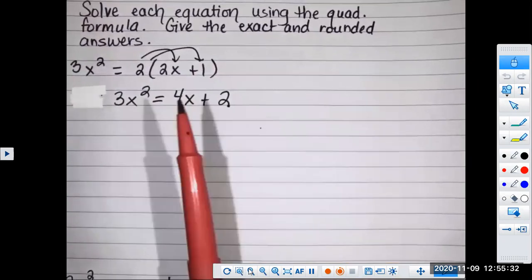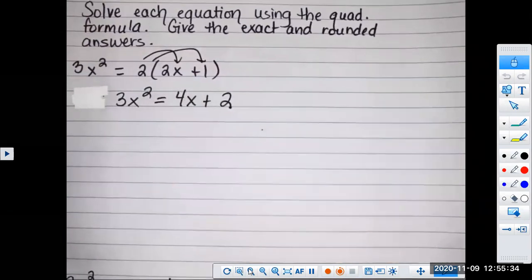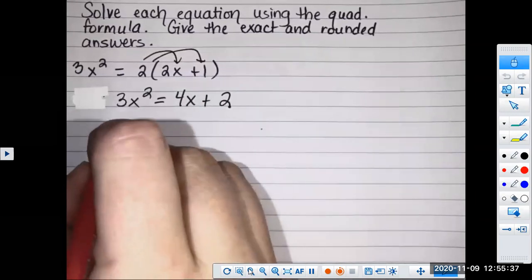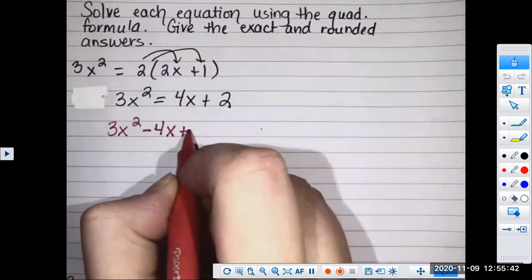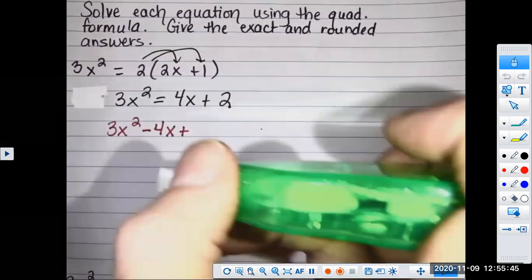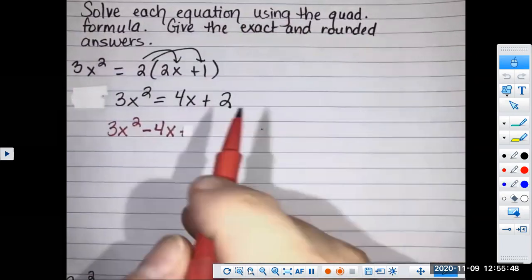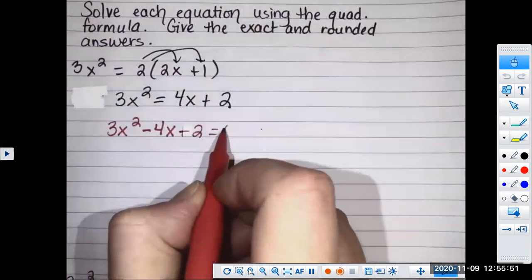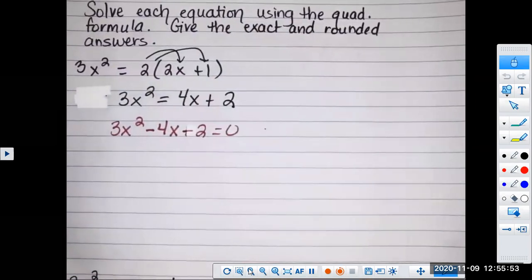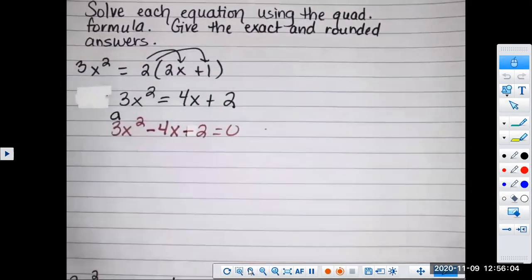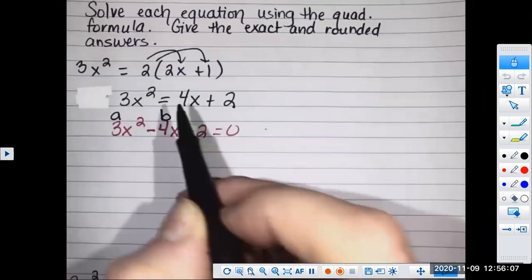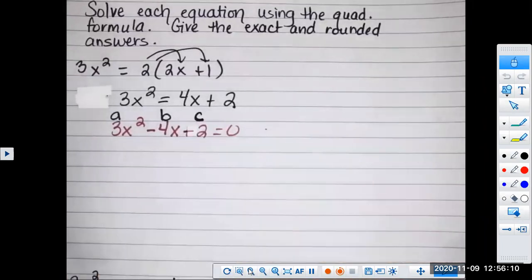What do y'all want to do? Do y'all want to move 4x and 2, or do you want to move 3x squared? Okay, let's move 4x and 2. So you'll have 3x squared minus 4x minus 2 equals 0. Okay, we've simplified it, set equals 0. So now let's plug into our formula. What is A? A is 3 and B is what? Good, B is 4. C is 2.